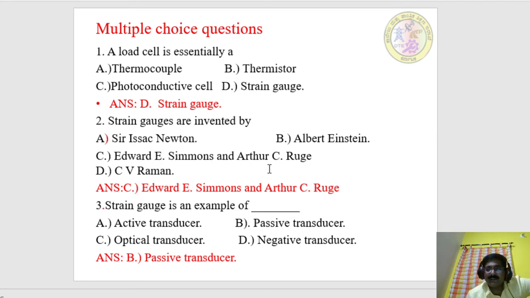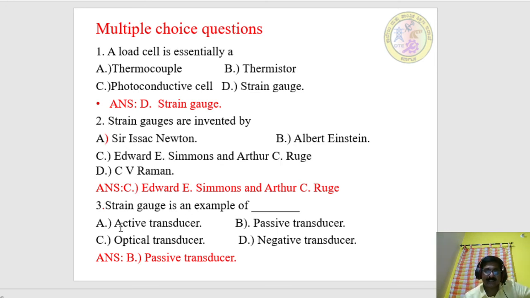Edward E. Siemens and Arthur C. Ruge in 1938 invented the strain gauge. Then C. V. Raman is not an answer. Then definitely C is the answer: Edward E. Siemens and Arthur C. Ruge invented the strain gauge in 1938.